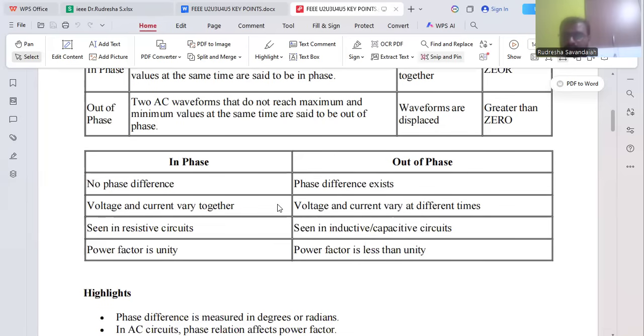In phase, voltage and current vary together. Out of phase, voltage and current vary at different times. This happens in resistive circuits, whereas in inductive and capacitive circuits the power factor is less than unity. For resistive circuits, the power factor is unity.